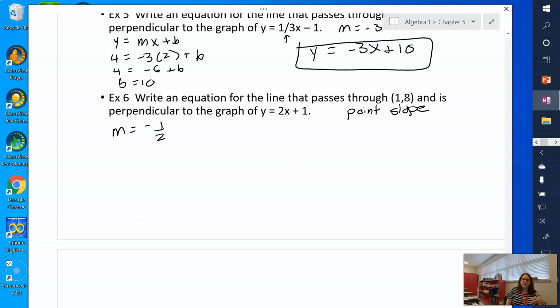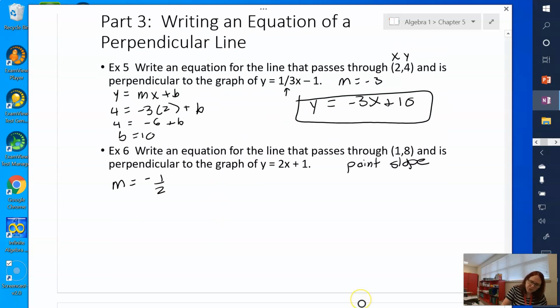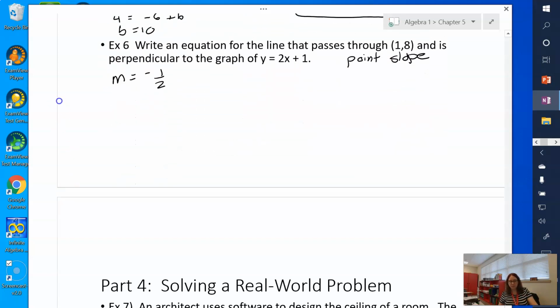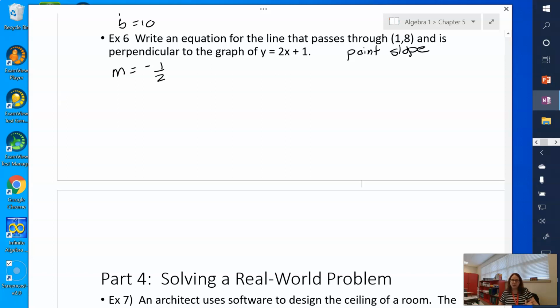Just go ahead and either find b like I did in example 5. And if you'll notice, the b for the original equation was negative 1. b for the new equation is 10. They're not the same. So don't just flip and switch the slope. Actually find out what your equation should be. So I did the flip and switch. Now I'm going to plug in my point, 1, 8, into point slope form. So y minus 8 equals negative 1/2 times x minus 1.